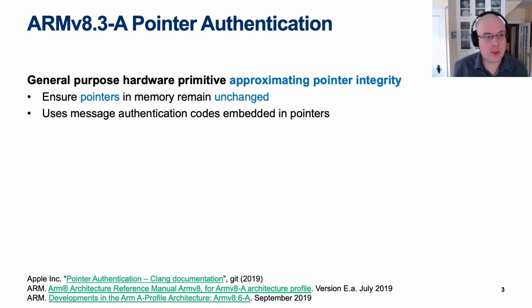To achieve this, we are using ARM pointer authentication. This is a new hardware primitive in the ARM CPU that allows approximation of pointer integrity. It is achieved by adding new instructions that allow the creation of message authentication codes that are embedded into the pointers, so that when the pointer is loaded back from memory, we can verify that the message authentication code still matches the address in that pointer.